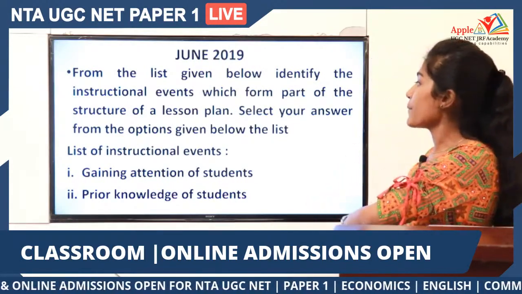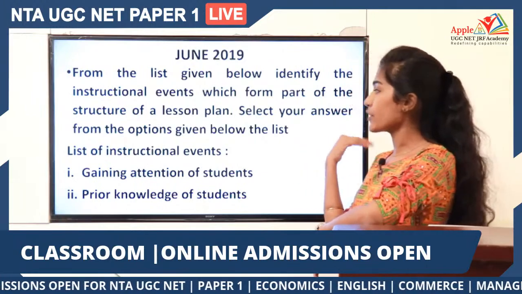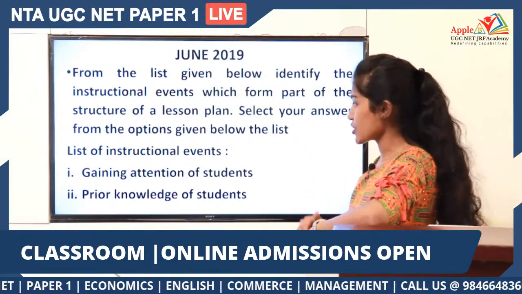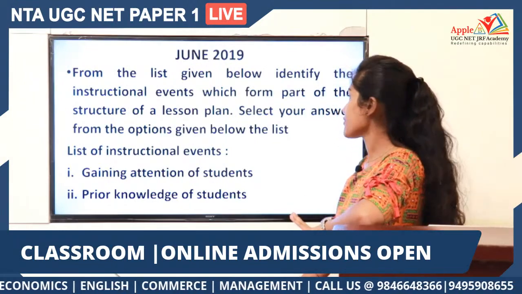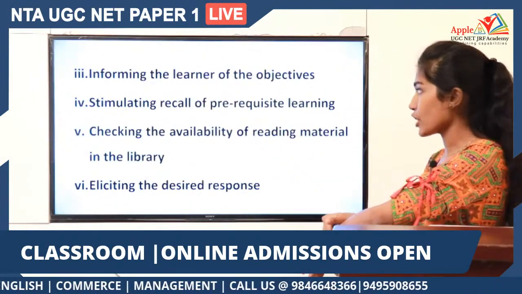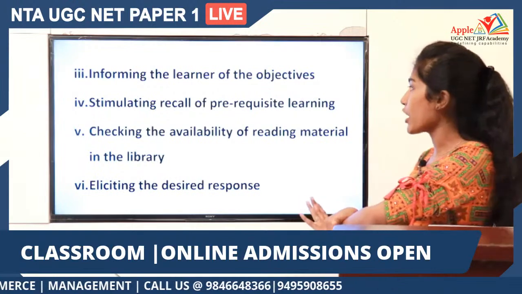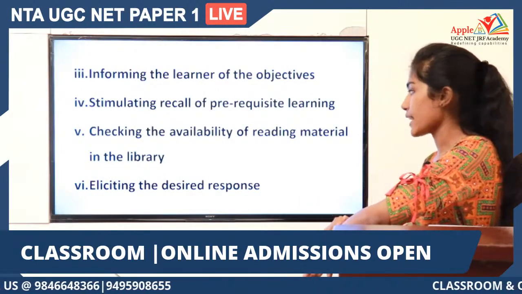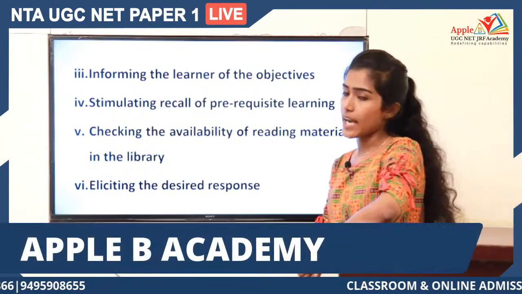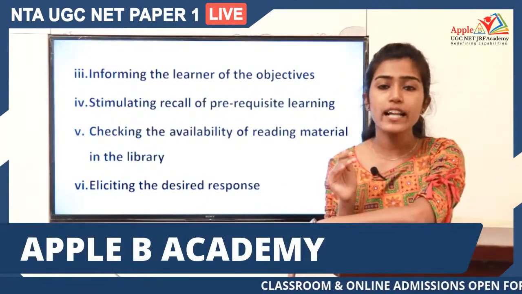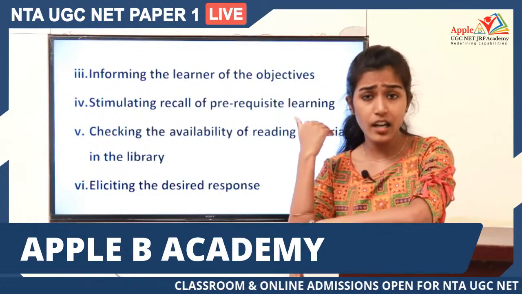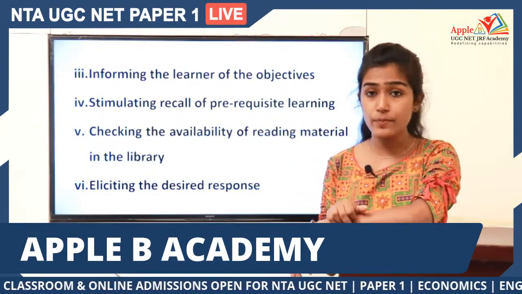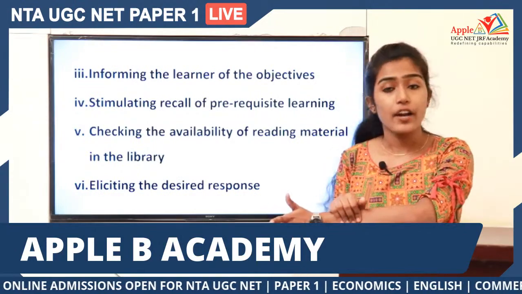Okay, so from these options, you have to figure out the various instructional events, and you have the options: gaining attention of students, prior knowledge of students, informing the learner of the objectives, stimulating recall of prerequisite learning, checking the availability of reading material in the library, and eliciting the desired response. So if you know the 9 different events of instruction that were proposed by Gagne, you can easily find the right answer.